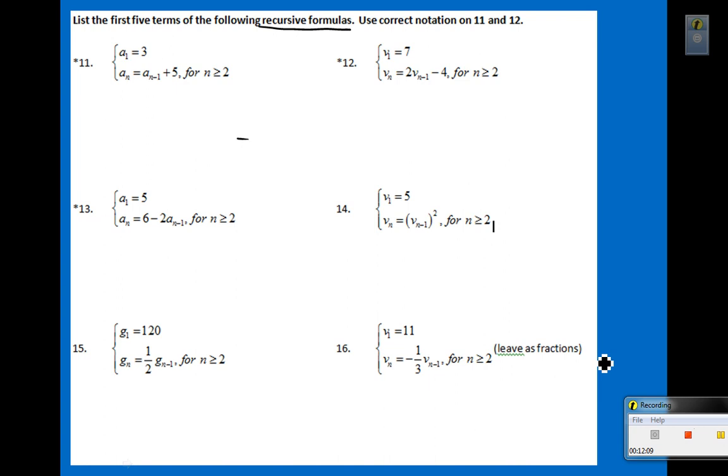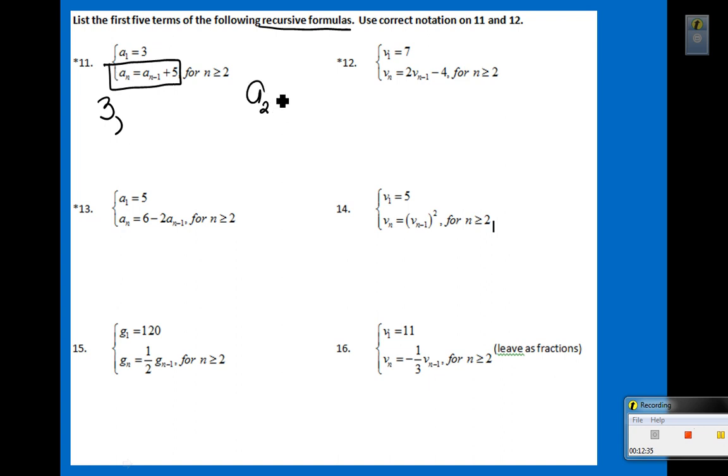So hang with me on number 11 here. I'm going to show you all the steps on it, but I'm going to keep repeating something. So number 11, it says A sub 1 is 3, so I'm going to plug a 3 right there. Now check this out. I'm now looking for term number 2. So look at this formula right here and concentrate only on this part for me. It's going to look like this.